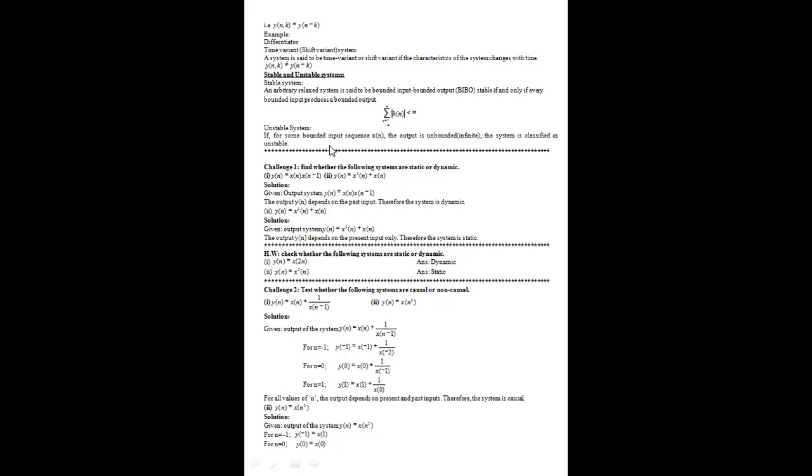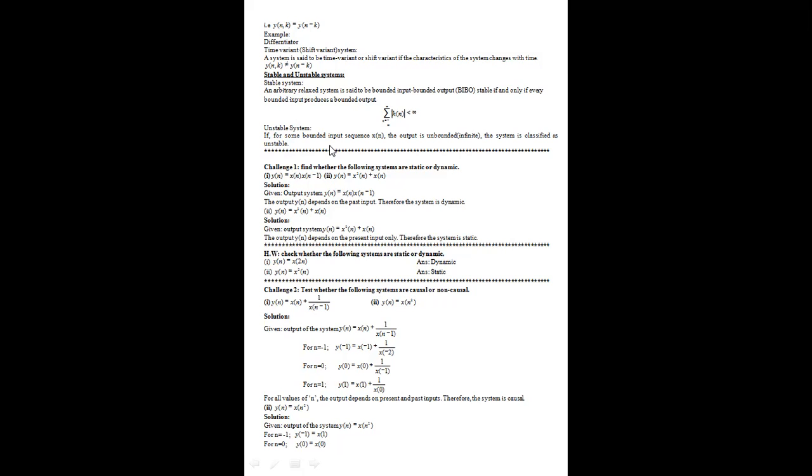So these are all the classifications: static and dynamic, linear and non-linear, time variant and time invariant, and the last one, stable or unstable. Okay. And apart from these, one more thing: causal and non-causal. So we are seeing five different classifications. Based on that, we will be working out some problems to find out the properties of the given systems. First, we will find whether the following systems are static or dynamic.